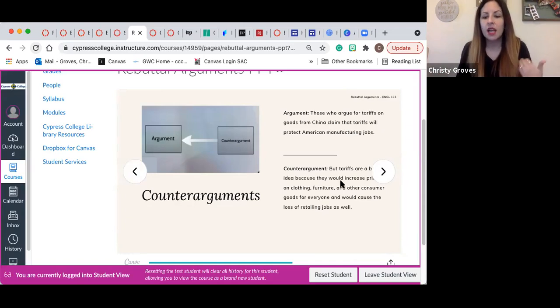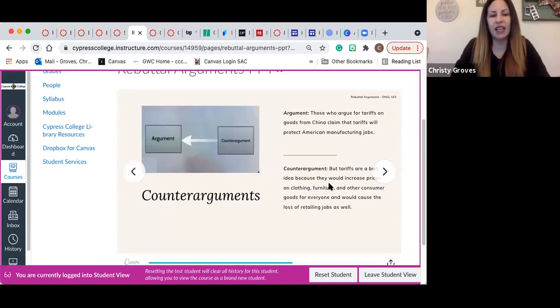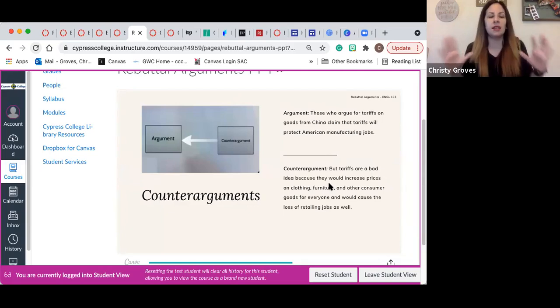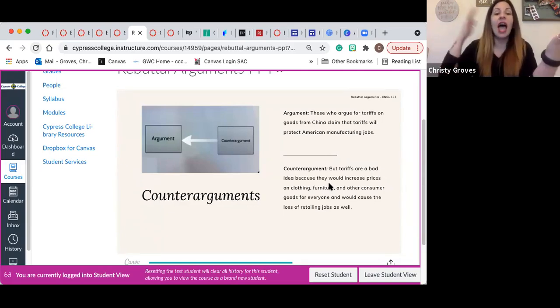So here it says, but tariffs are a bad idea because they would increase prices on clothing, furniture, and other consumer goods for everyone and would cause the loss of retailing jobs as well. Okay, so notice we are attacking the argument, right? The argument is the same, tariffs on goods from China. We're still attacking that subject, but we are not addressing the notion or the reason of protecting American manufacturing jobs. Instead, we're presenting our own reasons for why this is a bad idea instead of attacking or picking apart the other argument. Okay, so that's the main distinction or the main difference between refutation and counter argument.